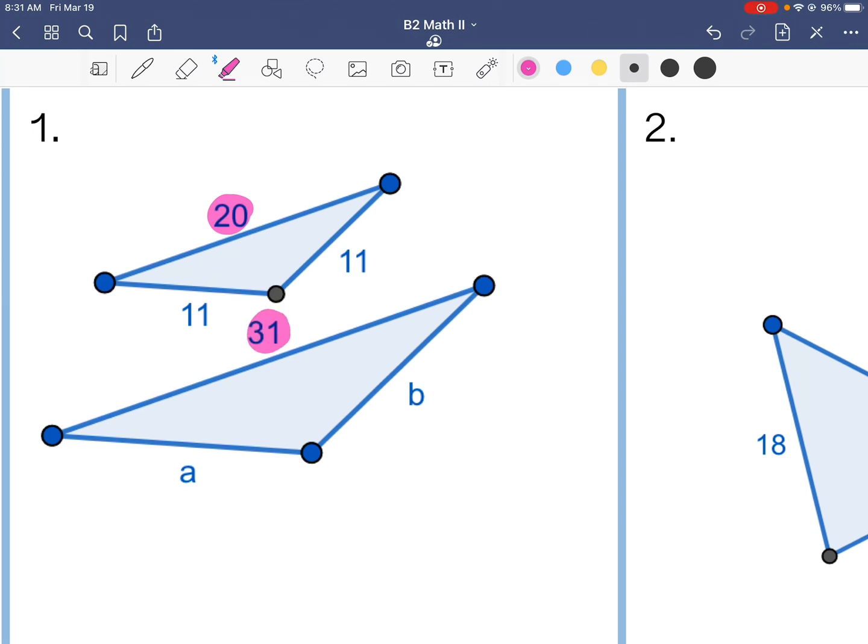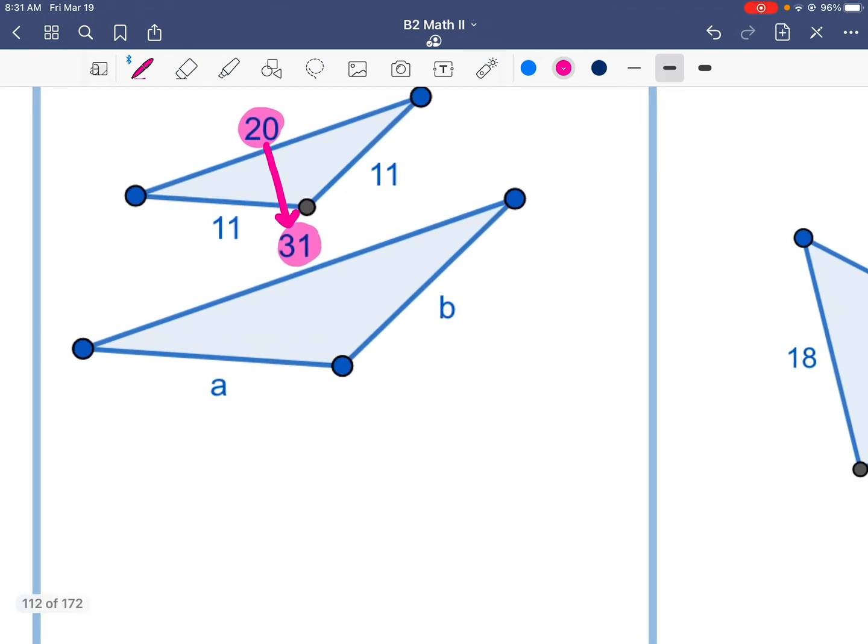So we know that 20 and 31 are corresponding sides. We can tell that those are the same sides of this triangle. We just need to decide how this has been scaled. And you do that by division. So you divide 31 by 20 to figure out what that p value is, like how has it been scaled. 31 divided by 20, grab a calculator.